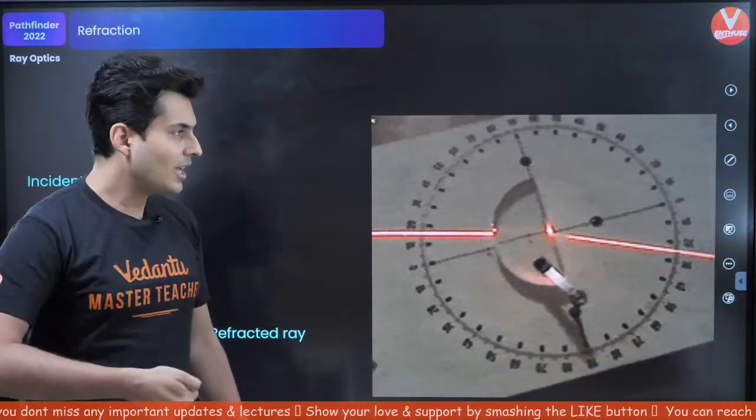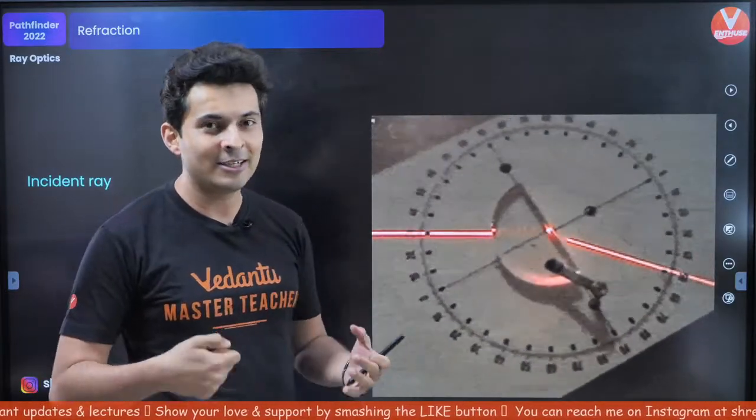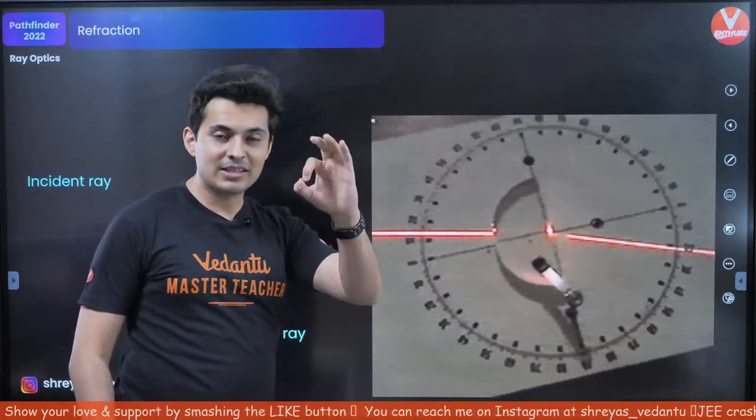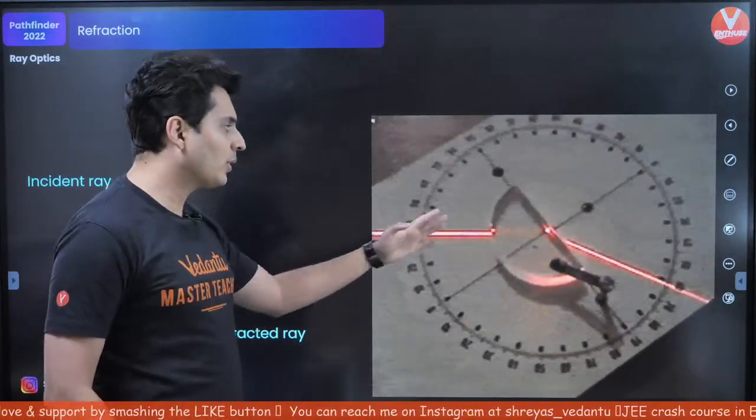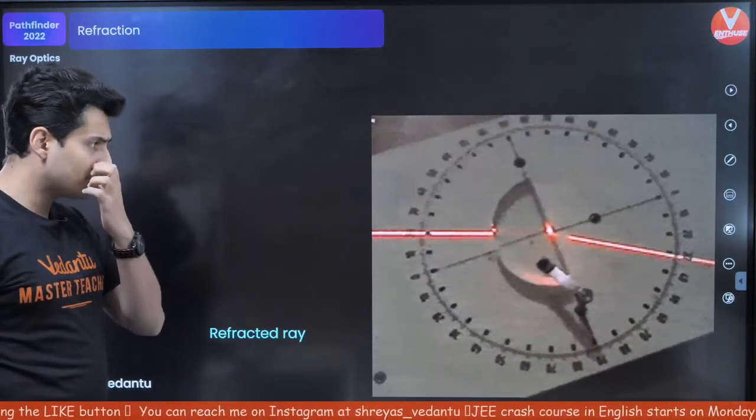You take a laser, and if you have a glass piece, just try to point that laser at different angles. You will see the light ray will bend, and if you see the relationship, it's very, very interesting. But before that, we are going to see some more properties of the bending of light and refraction.